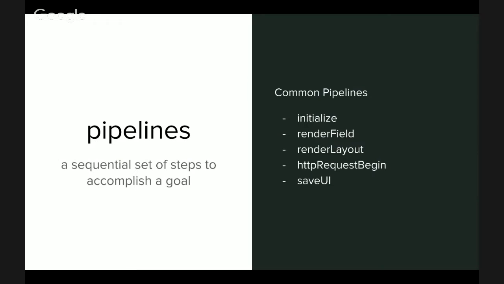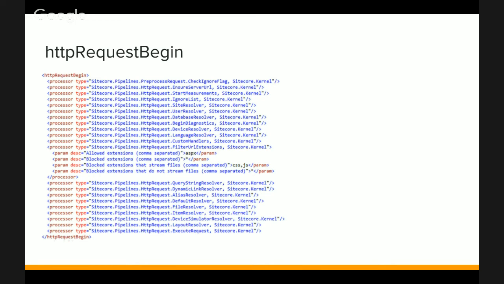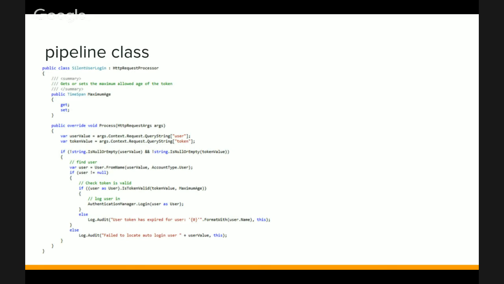A common one is the HTTP request begin pipeline. This pipeline runs on every single request that comes in. If we look at the request begin pipeline, here we have several different processors, and these run in a sequential order. I have some sample code of what one of these looks like. In this case, we're extending the HTTP request pipeline, so we derive from the HTTP request processor. The pattern on all of these pipeline components is you inherit from a class, and then you override the process method.